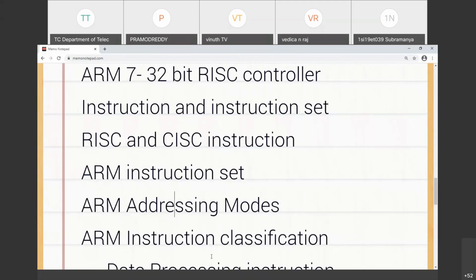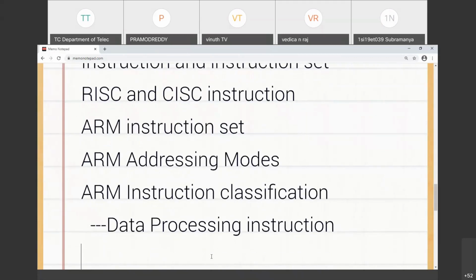So that is the ARM instruction classification. This is the path we will go ahead one by one, and we will start with the instruction classification with the data processing instructions as the first instruction set. There are various instruction sets classified independently, and each one has to be studied thoroughly.